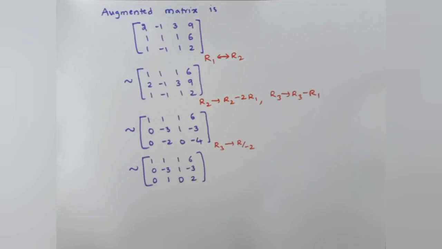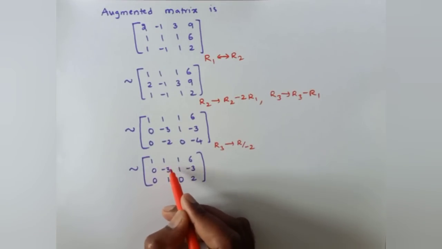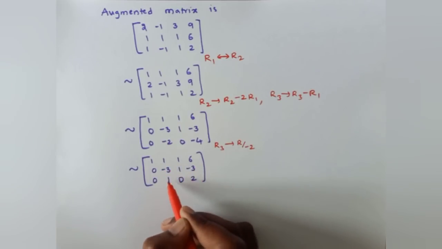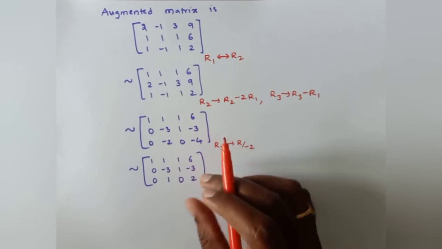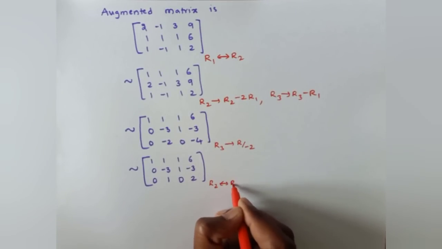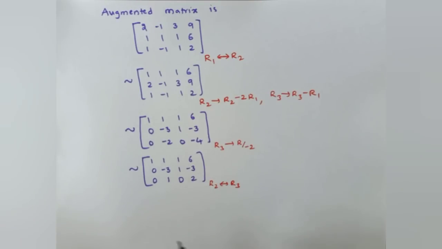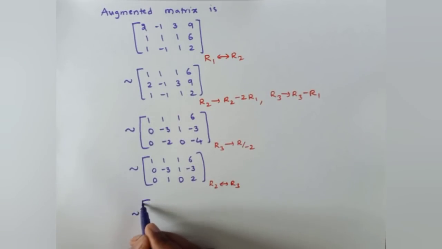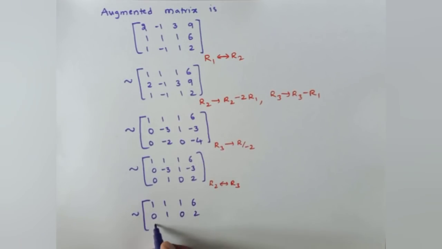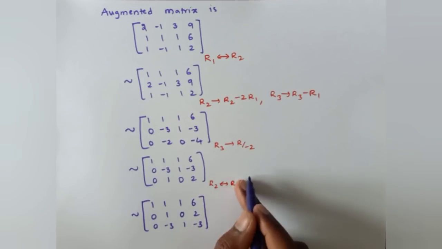Okay, now what is our target? You need to make this element 1 first. There is no chance to make this 1, it converts to 1/3. So I am interchanging these two rows here, meaning row 2 and row 3 are interchanged. So we get this as 1 1 1 6, 0 1 0 2, 0 minus 3 1 minus 3. So we get this on applying this operation.